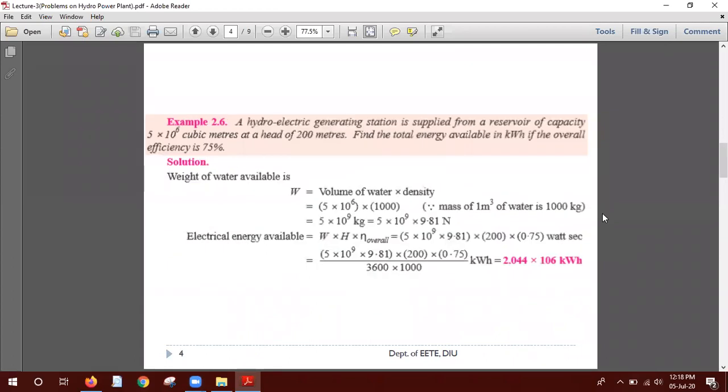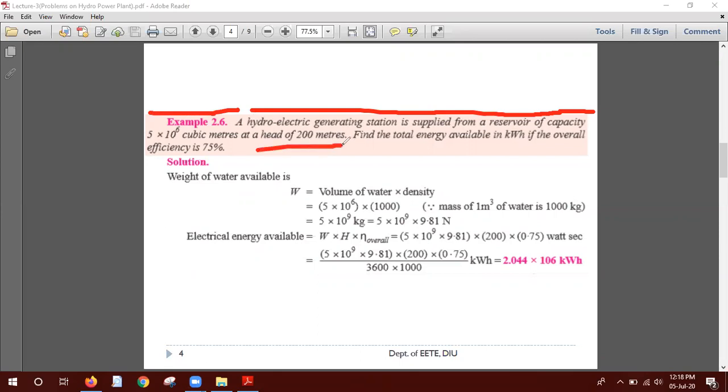So let's get back to the first thing. In this problem, it is told that a hydroelectric generating station is supplied from a reservoir, and that reservoir capacity is 5 into 10 to the power 6 cubic meter, at a head of 20 meter. So find the total energy, my student, in kilowatt hour, if the overall efficiency is 75%.